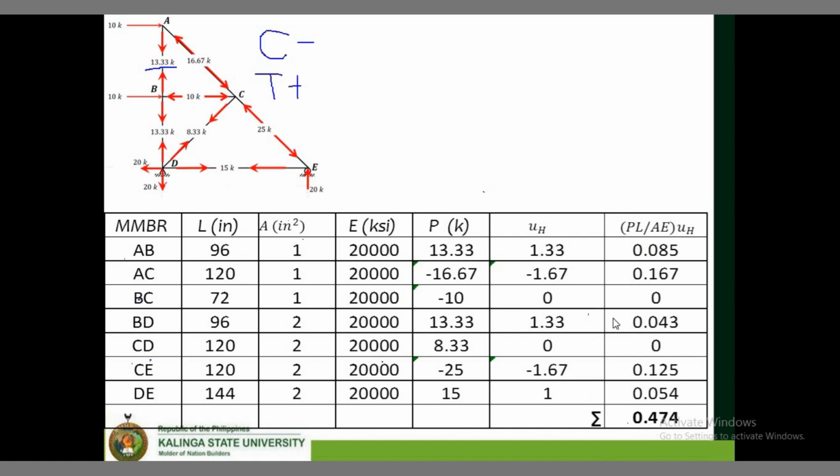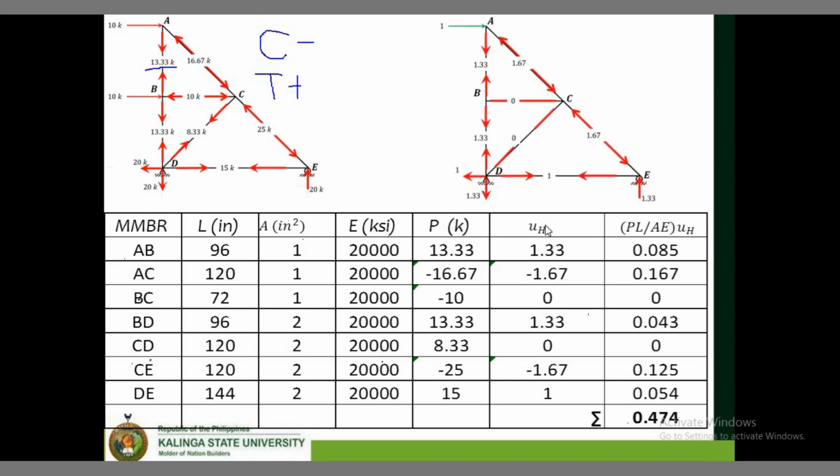Then, saan ko nakuha yung values ni UH? Itong UH na to, galing siya dito. Okay? Take note again of the direction. And then, PL over EE times UH, doon ko nakuha itong values na mga ito. So, 13.33 times 96 divided by 1 times 20,000 multiplied by 1.33. Doon ko nakuha si 0.085. And double check these values.